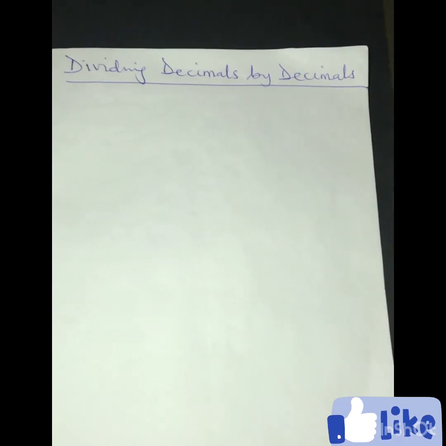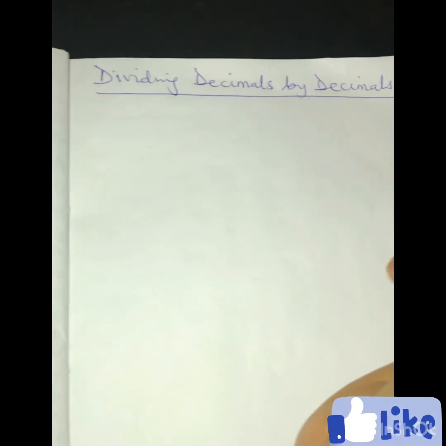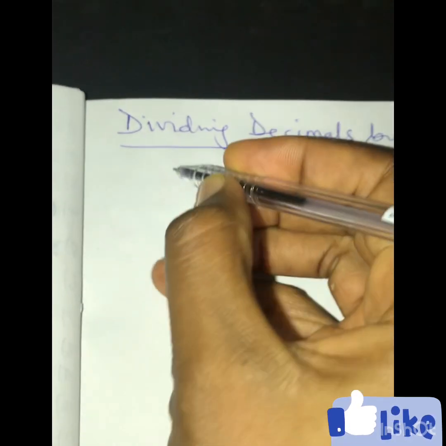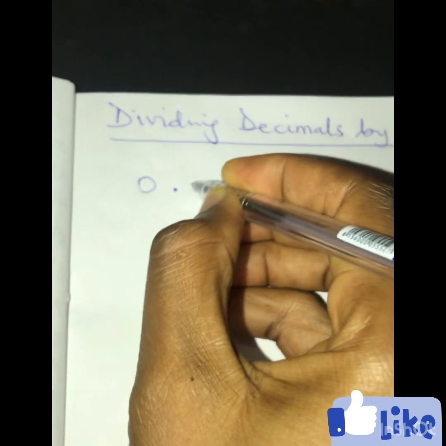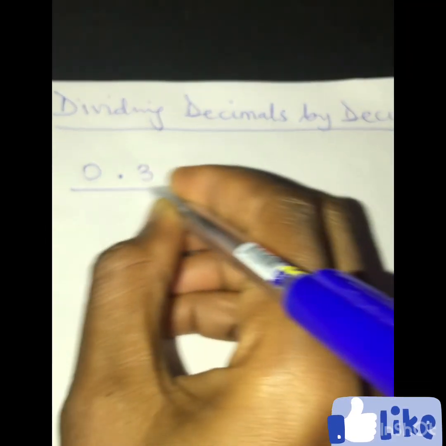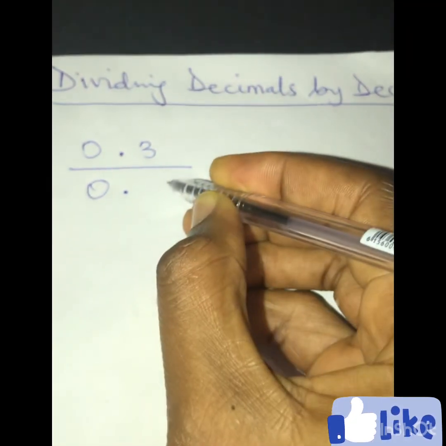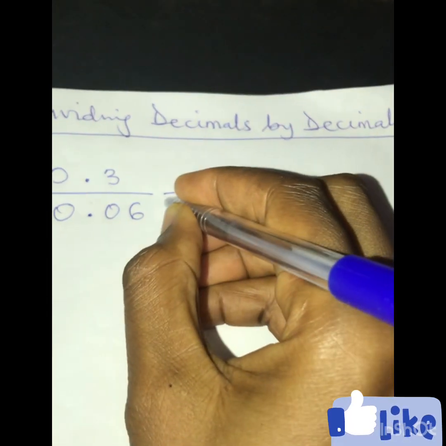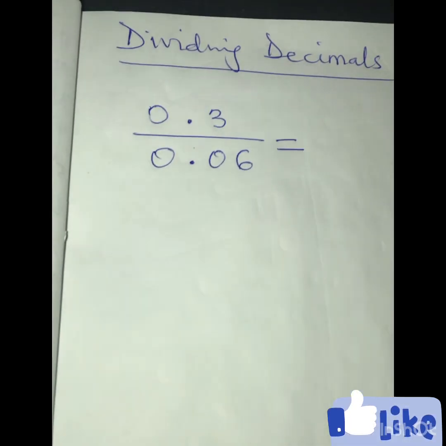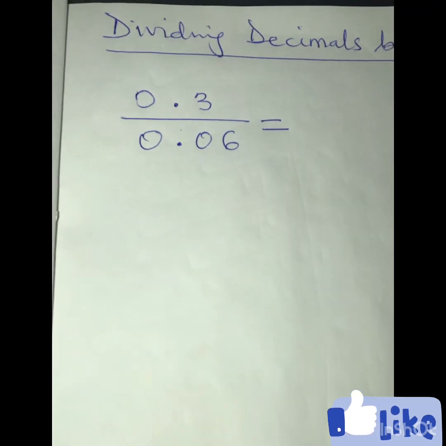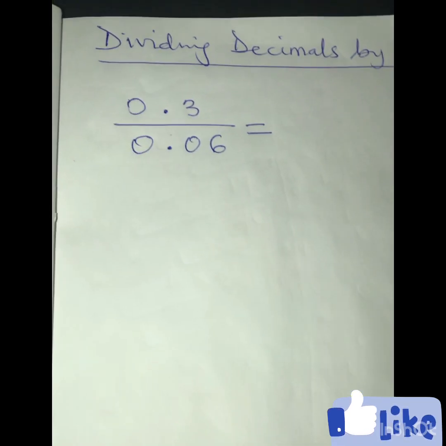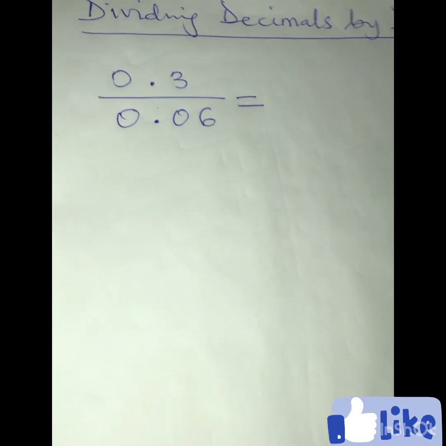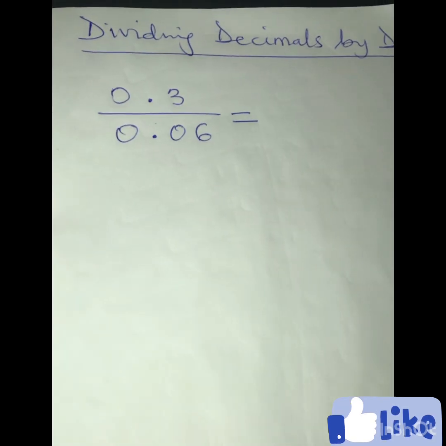So for example, when we have a question like this, we have 0.3 divided by 0.06. Now, when you look at this, you wonder what you need to do to solve this. How do I divide a decimal by another decimal? Here is what you do.